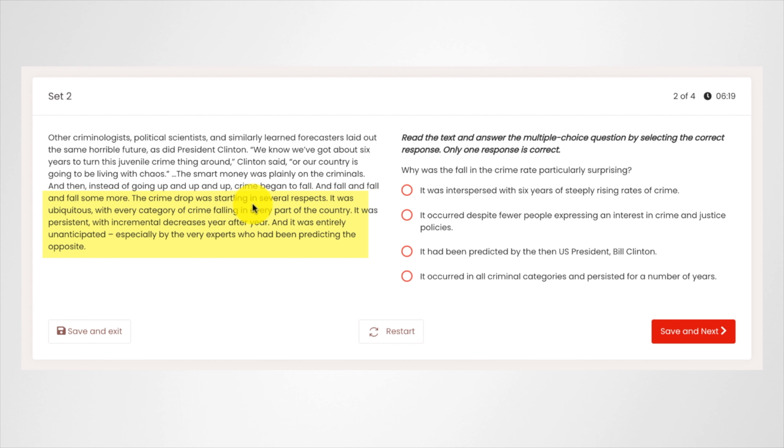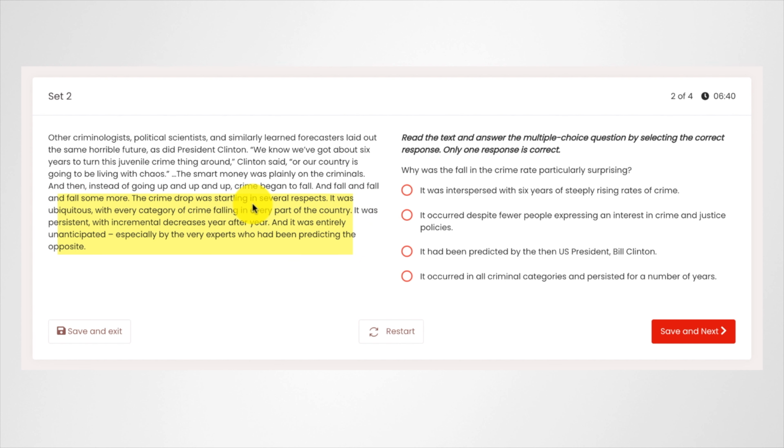First, it was happening everywhere. Second, it was happening continuously and in a small amount every year. And third, it was not something they had anticipated or guessed. Now you have these 3 pieces of information. What you do is you come back to the question and you compare the information with all the options there.